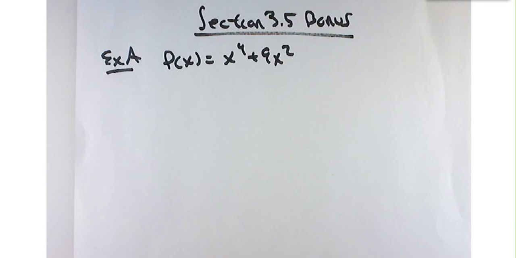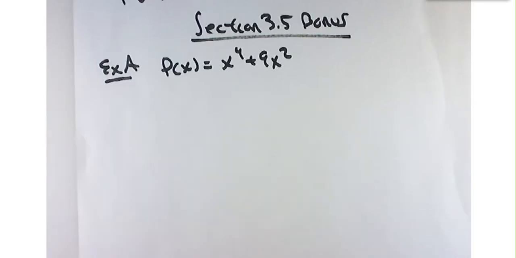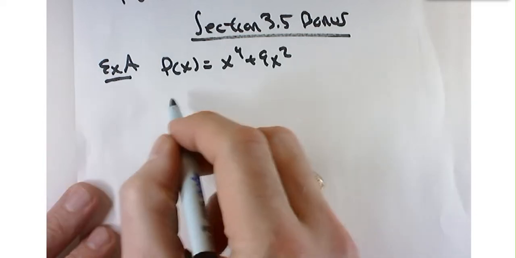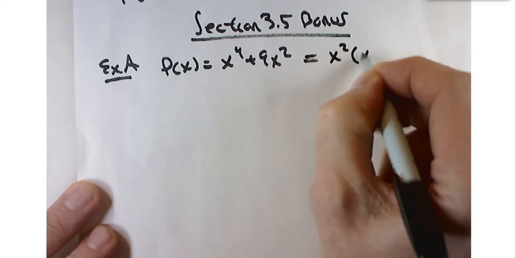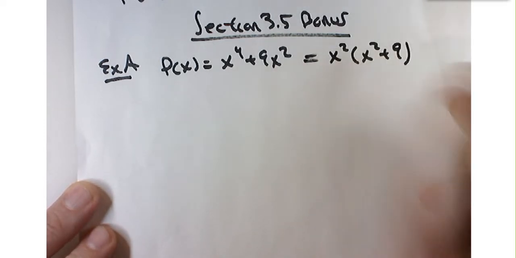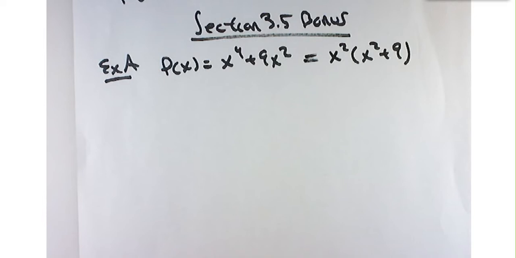So for a problem like example A here, p of x equals x to the fourth plus 9x squared, the goal is to find all the roots. I would start by factoring this. You can factor out the x squared, that leaves behind x squared plus 9. It's nice to have things factored because you can do a divide and conquer approach.